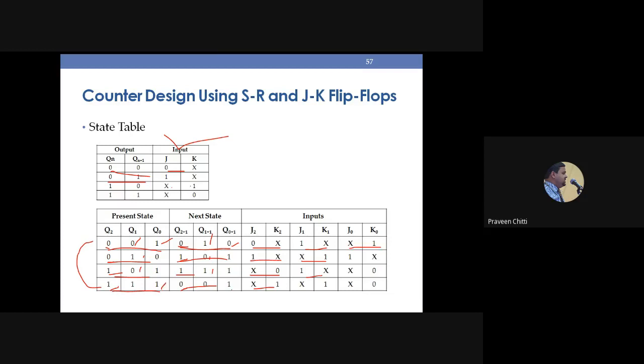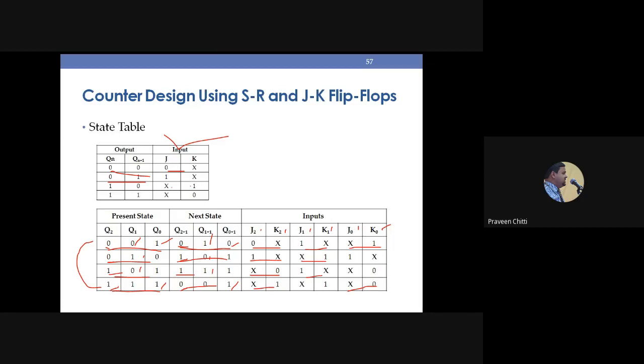Lastly, 1 1 here, that is x0. So we got the flip-flop inputs J2 K2, J1 K1, J0 K0. Now we have to solve 6 K-maps, one for each of these flip-flop inputs: one K-map for K0, then another for J0, one for K1, J1, another for K2 and J2. Total 6 K-maps you have to solve.